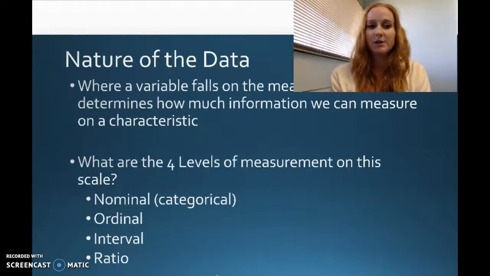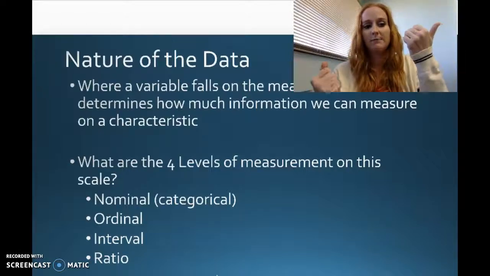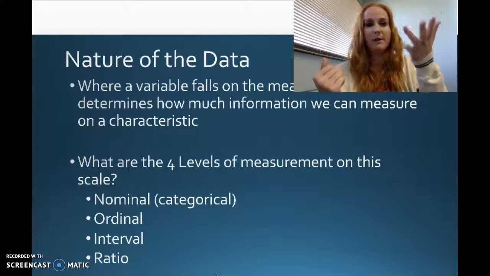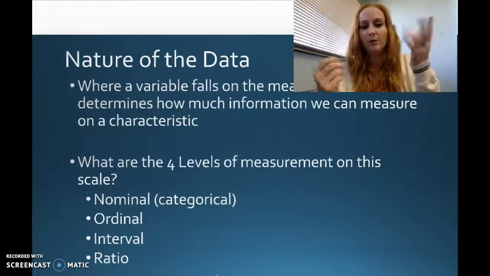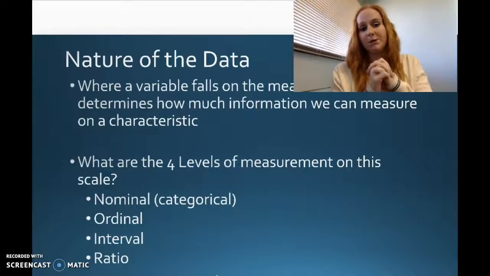What if we ask the question, how often have you smoked pot? And we give these response types. We say never, daily, weekly, monthly, yearly, or a few times a year, or something like that. That's an ordinal way of measuring something.